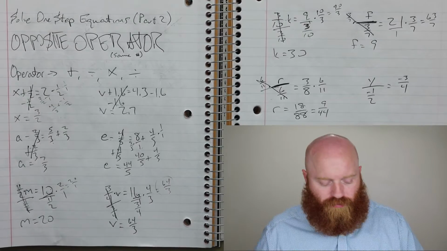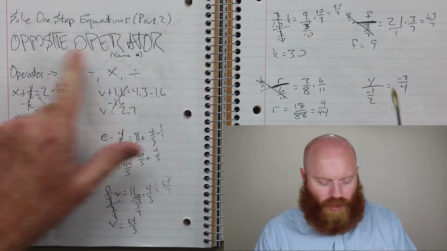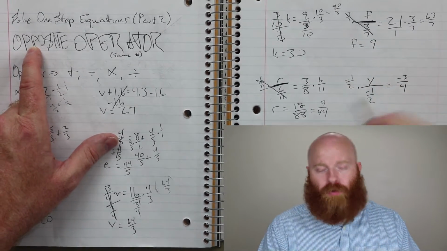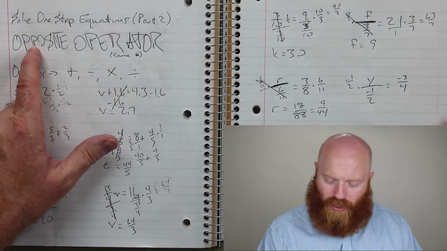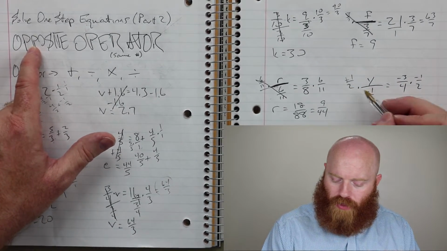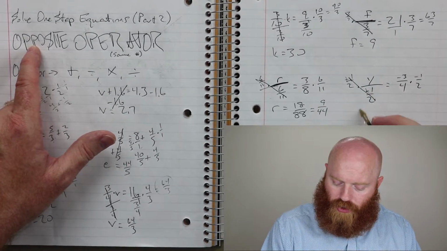Okay, guess what? I don't care. I'm going to do opposite operator, same number. Instead of divide by negative 1/2, I'm going to go times by negative 1/2. If you times that side by negative 1/2, you got to times that side by negative 1/2. And then negative times a negative is a positive, that cancels. And then 1/2 divided by 1/2 is 1. Positive 1 times y is just y.